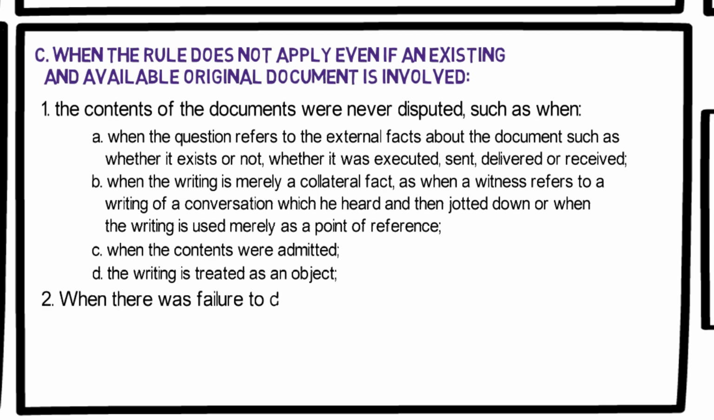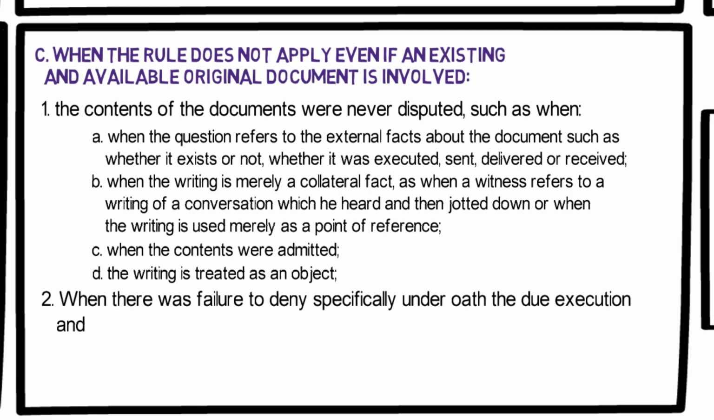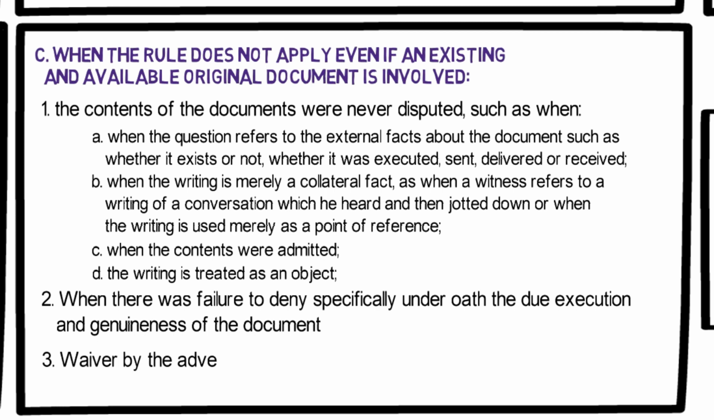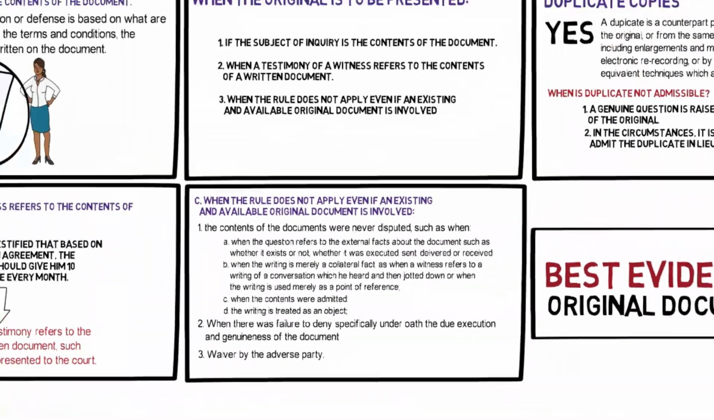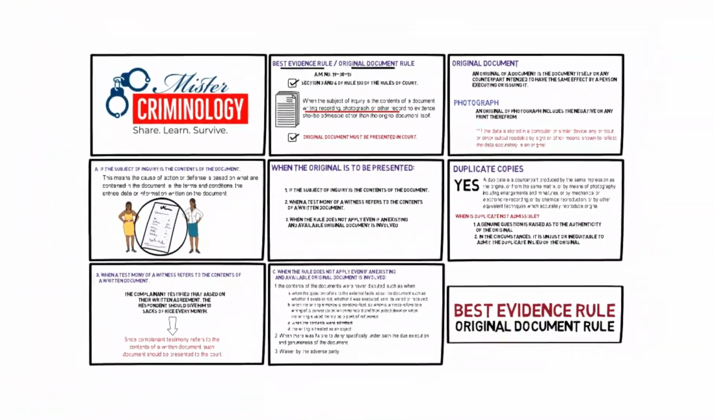Second, when there was failure to deny specifically under oath the due execution and genuineness of the document. Third, waiver by the adverse party. The exceptions to the best evidence rule or the original document rule is secondary evidence. I will discuss secondary evidence in our next videos.